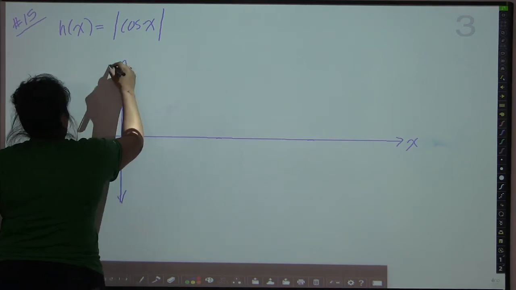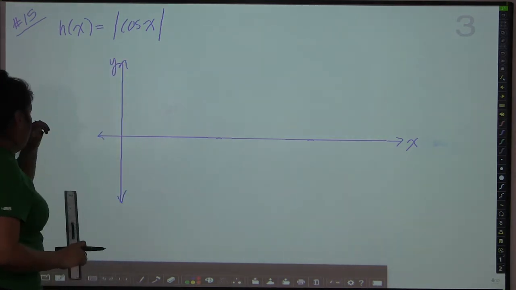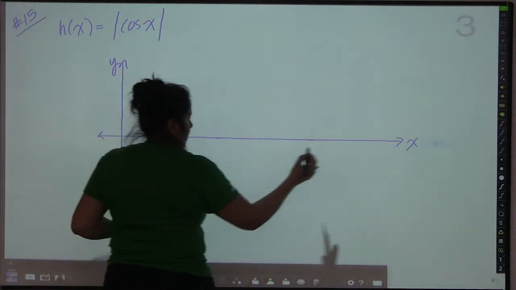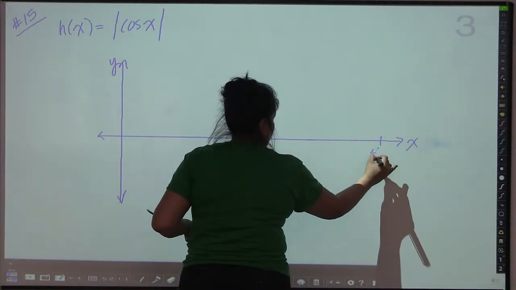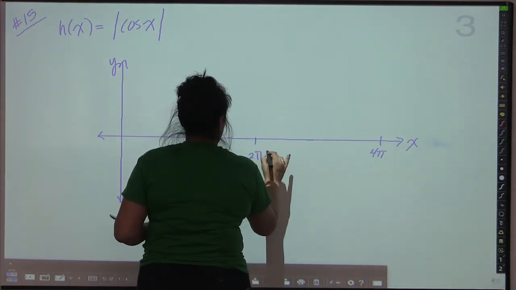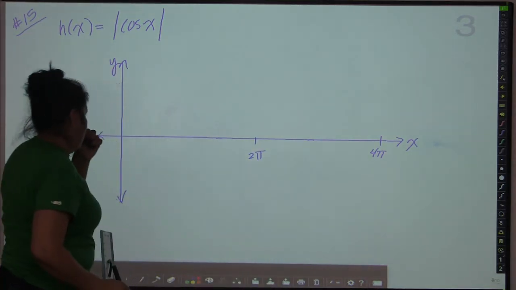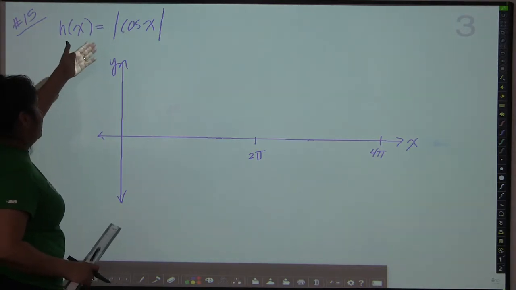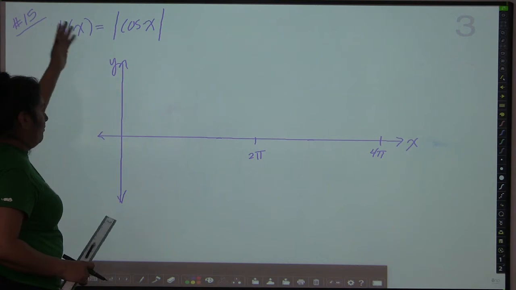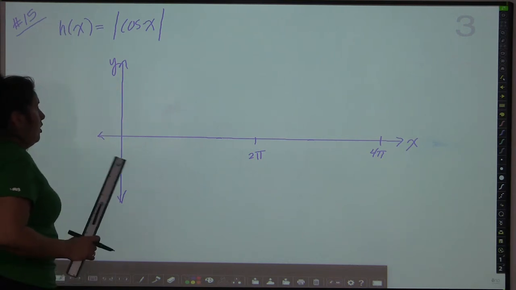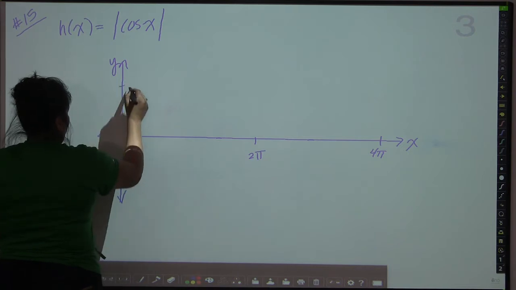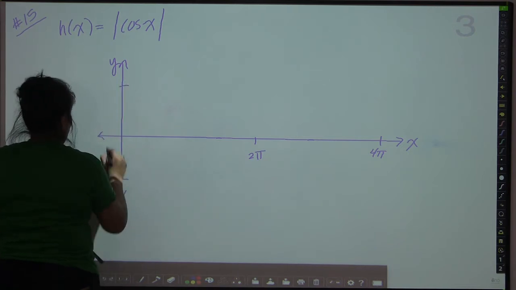Okay, so what's happening here with the cosine is it's absolute value, so it's not that big of a deal. I'm going to go all the way to 4 pi because we want 2 periods, 2 cycles. And because there are no letters, the amplitude is still 1. The period is still 2 pi. There's no phase shift and no vertical shift. The only issue is this absolute value. So we're still going to go from 1 to negative 1.